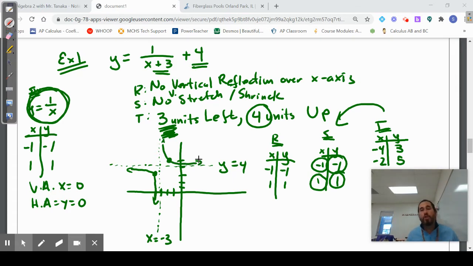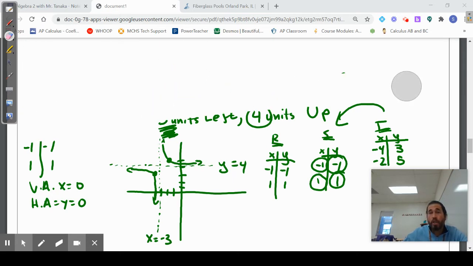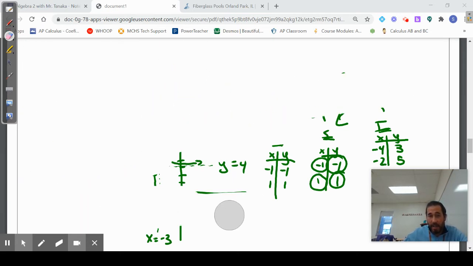Remember, it goes towards the asymptote. It's not going to cross them, but it's going to go towards them, okay? And that's our graph of a reciprocal function. That's it. I want to do 2 more with you guys. And then we have a couple of word problems that we're going to finish the day with, okay?